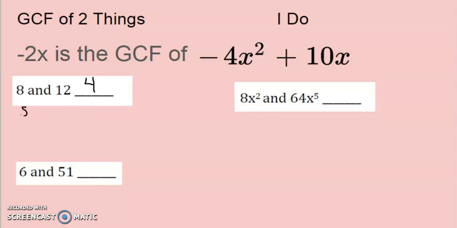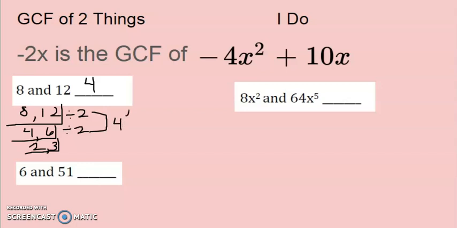Here's how we could find that. Let's have 8 and 12. A number that divides both of them evenly is 2. 8 divided by 2 is 4. 12 divided by 2 is 6. We could divide another 2. 4 divided by 2 is 2. 6 divided by 2 is 3. There's nothing else we could divide out except for 1, so this is left over. 2 times 2 is 4. 4 is your greatest common factor. If you wanted your LCM, you would just multiply the 2 and the 3 as well.